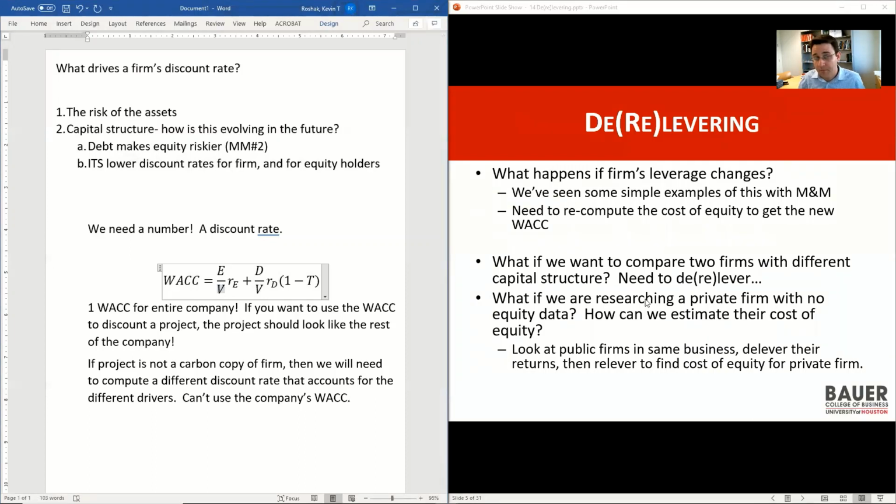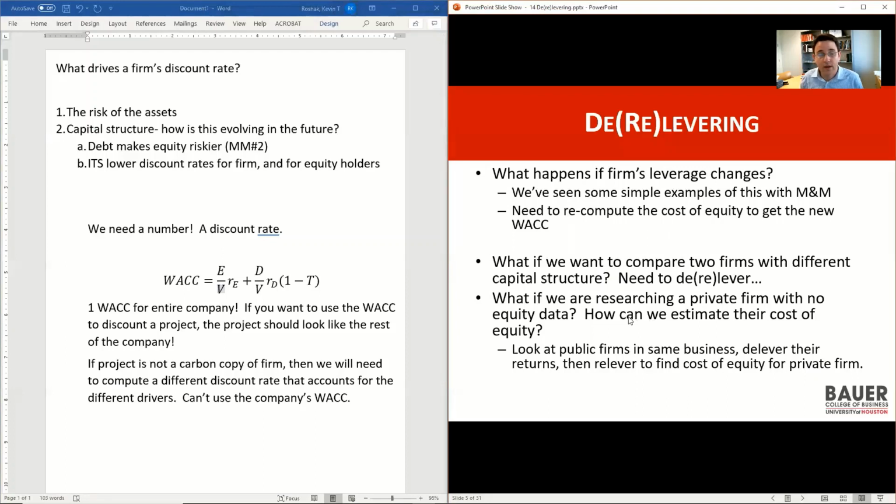Or suppose you want to compare different companies that have different capital structures. Then we need to put them on an apples to apples basis, right? If you want to compare Pepsi and Coca-Cola, they have basically the same assets and operations, but maybe they have different capital structures. So how can we compare them? Well, we have to undo the capital structure effect and just get at the assets. So that's going to mean that we have to do this delevering business and then this relevering.